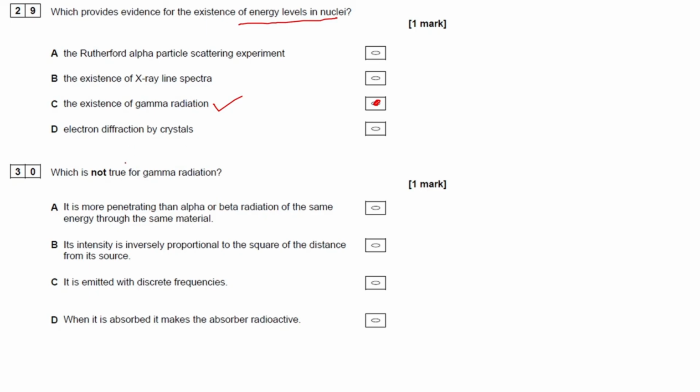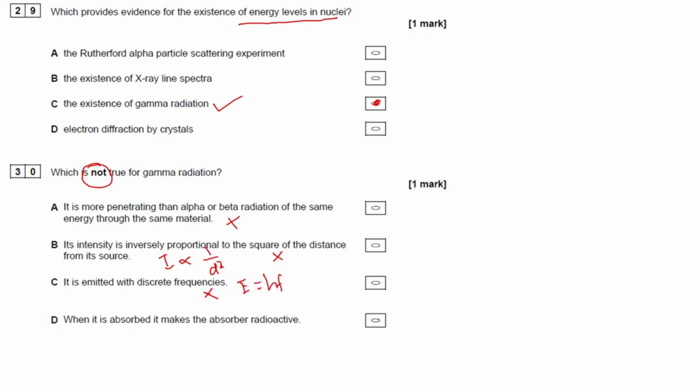Question 30, it's saying which statement is not true. So we're looking at any statement that seems correct, and that can't be our answer. So gamma radiation is more penetrating than alpha and beta. That is true, so this one can't be the answer. The intensity is inversely proportional to the square of distance, and that is also true because we learned about the inverse square law of gamma radiation, one of the required practicals. The intensity of gamma radiation follows an inverse square law, so this one can't be the correct answer. Gamma radiation can be emitted with discrete frequency if we treat it as a photon from E equals hf, so this can't be the correct answer.